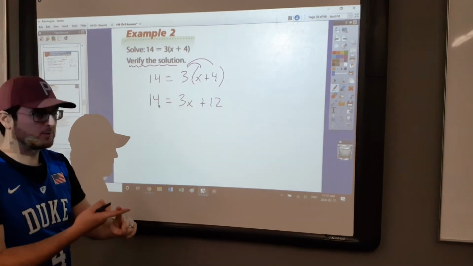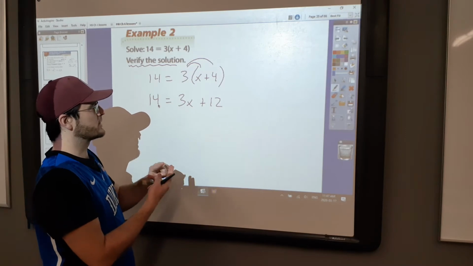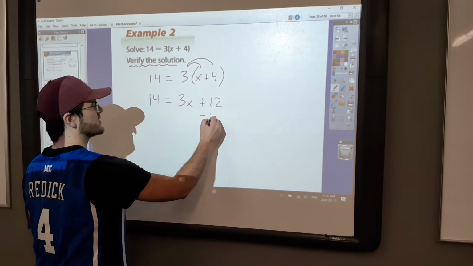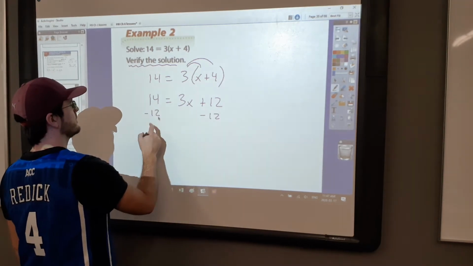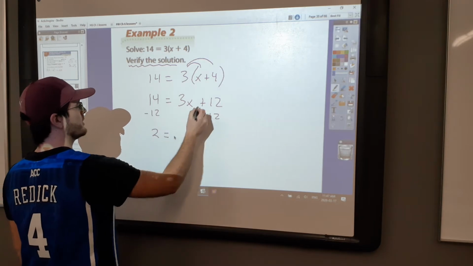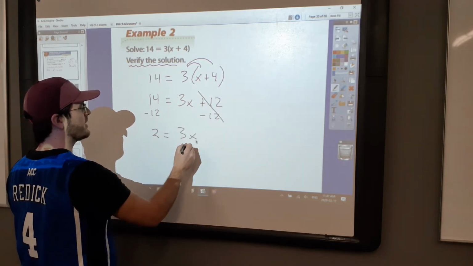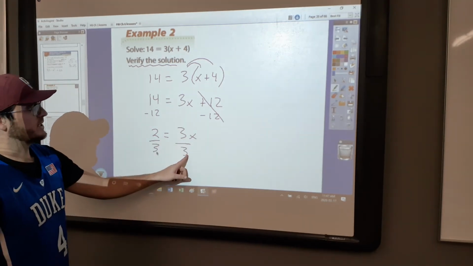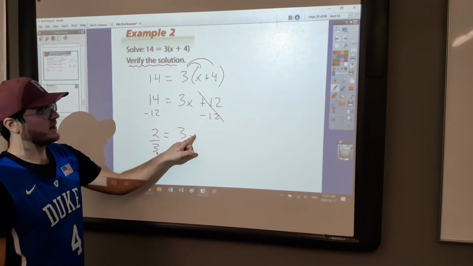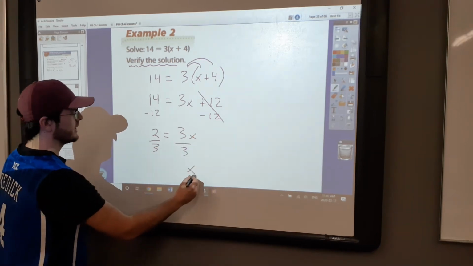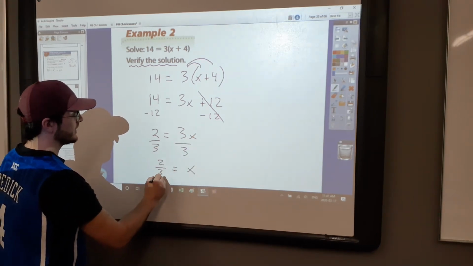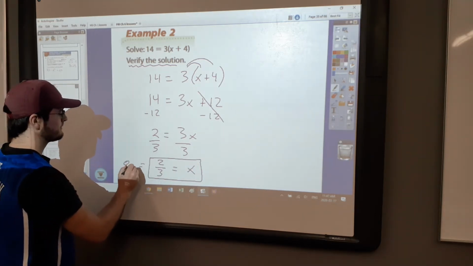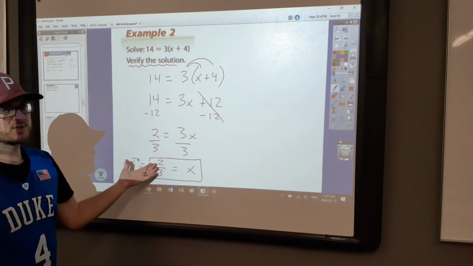We do the opposite operations. We start with the stuff furthest from x, meaning the 12, not the 3, and we do this in two steps. Subtract 12, so 14 minus 12 is 2. This is canceled out. Now this is where we get into unfamiliar territory, because we have to divide by 3, the opposite of 3 times x. We get our answer, x equals 2/3. We could leave it as a fraction, or if you divided it out you'd get 0.6 repeating. We can just leave it as a fraction answer.